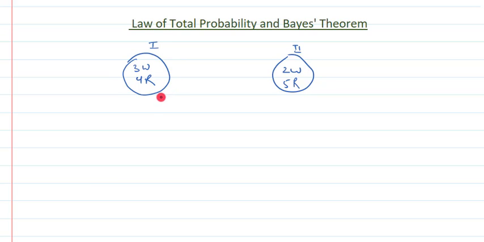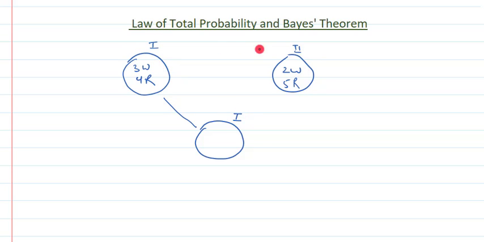The situation is we have two bags, bag 1 and bag 2. Let us say bag 1 has 3 white and 4 red balls. Bag 2 contains 2 white and 5 red balls. Now first of all we need to select one of the bags. So the case may be that we select bag 1 or bag 2. Let us suppose we have selected bag 1 in the trial.